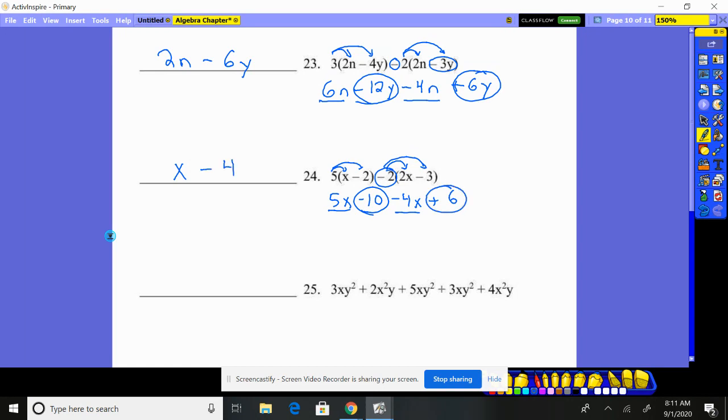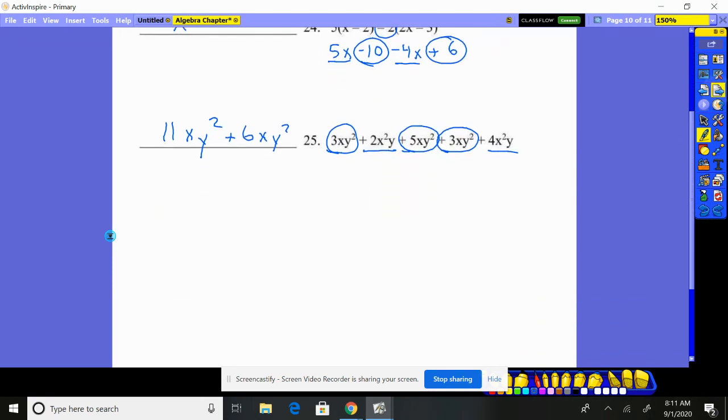All right, 25. We have 3 xy squareds. They can only go with other xy squareds. Here's an xy squared. And here's an xy squared, right? Yeah. 3 of them, 5 of them, 3 of them makes 11 xy squareds. x squared y's, x squared y's. Those are the same. So 6 xy squareds.